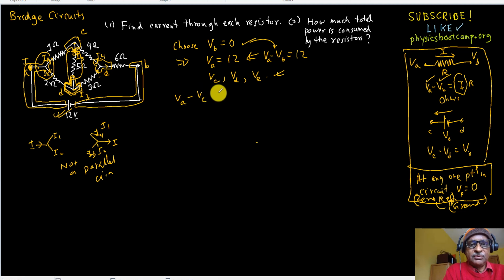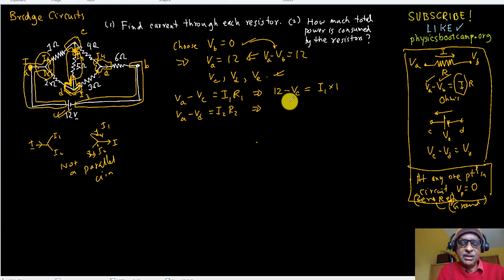VA minus VC equals I1 R1, and VA is 12, so 12 minus VC equals I1, which is unknown, times 1. And then for this resistor, VA minus VD is I2 R2, and that just gives me 12 minus VD equals 2I2. With that one, we use that one.